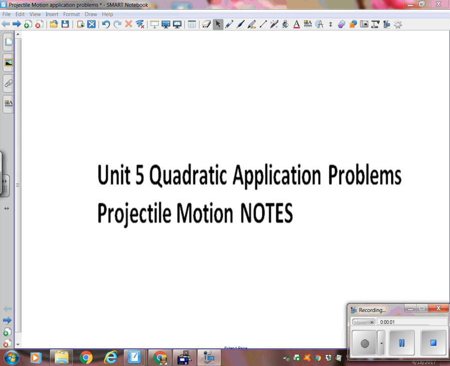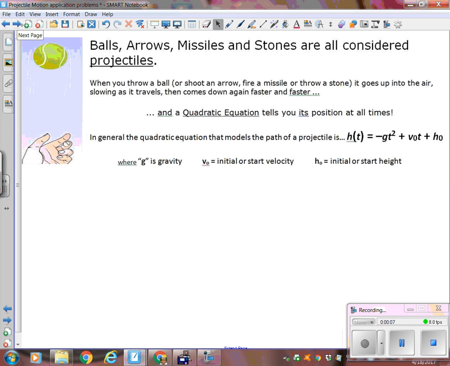Today we're going to do our notes on projectile motion. There is a typo. Fix this right away. It's at the h(t) equation. It should have said negative 1/2 g t squared.